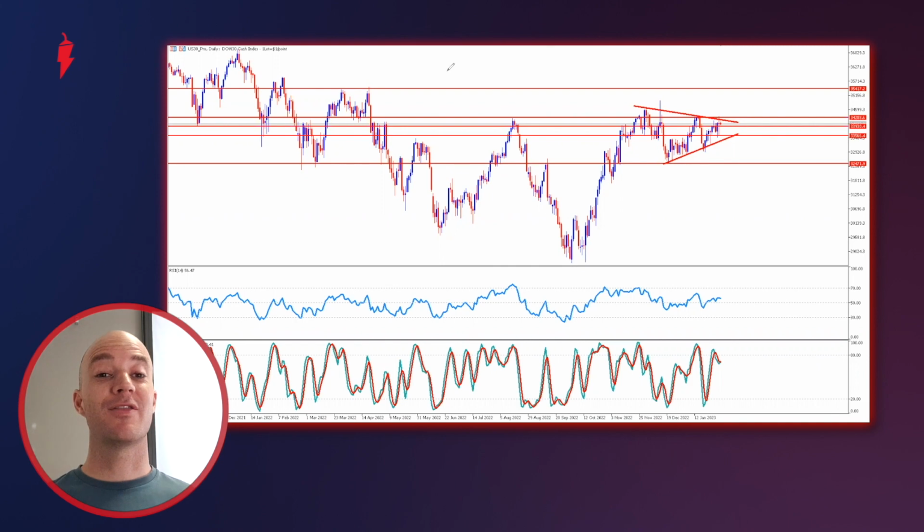Hello traders, the US 30 on a daily time frame is currently trading in a very small range, and on price action level it formed a triangle pattern. So join me as we take a look at the charts.